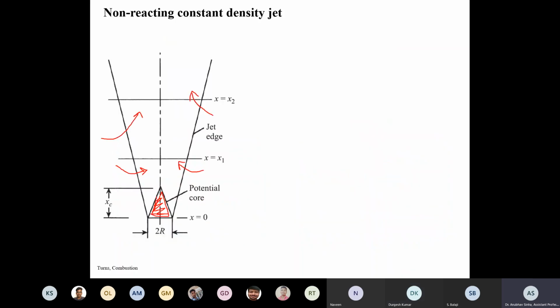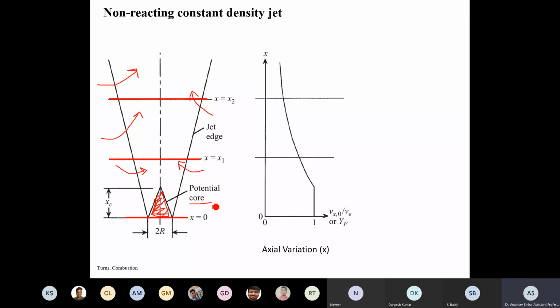So that's what I am trying to do. Let us first talk about non-reacting jet. Once you put a jet in ambient atmosphere, air from outside also starts to mix. It cannot be a pure jet that is going around. Initially, for some length, it is a pure jet, which is called the potential core. Now let us look at the axial variation of fuel mass fraction. Velocity will also vary like this, but let us talk about fuel fraction.